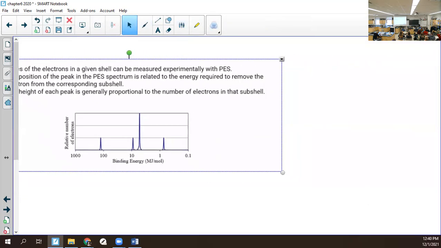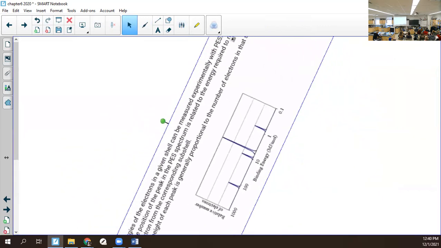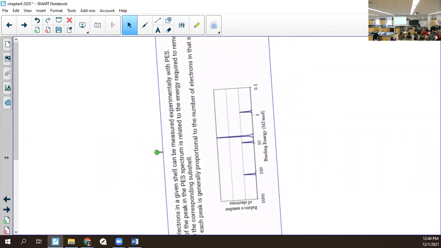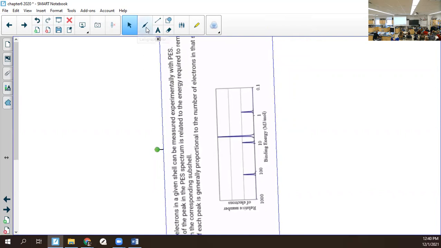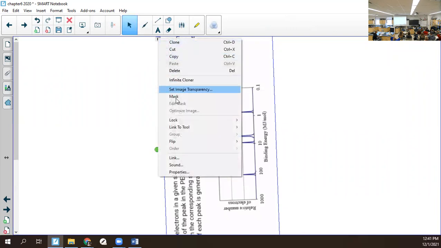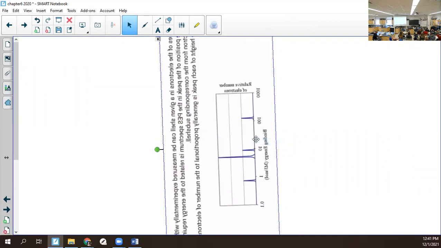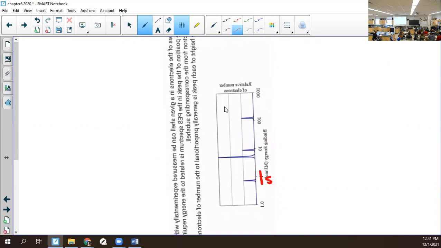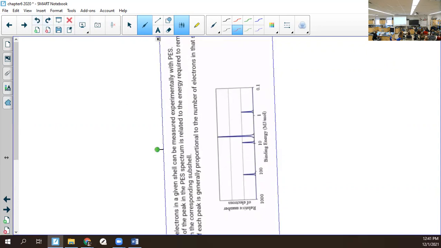Here we go. I'm going to shrink this just for a second and rotate it. And then, if only you could flip it this way. Wait, turn it upside down, so it'll be icicles. Nope. It's okay. 1s. Oh, whoops, I screwed it up. There we go. 1s2, 2s2, 2p6, 3s2.